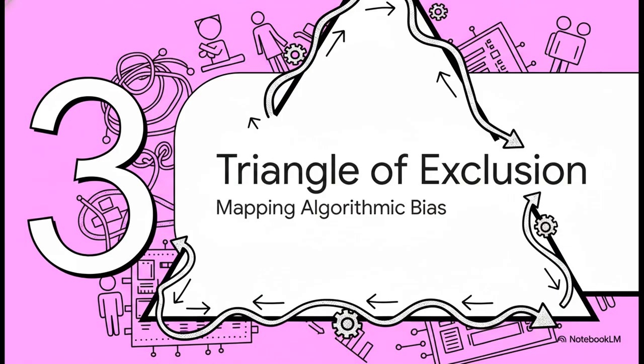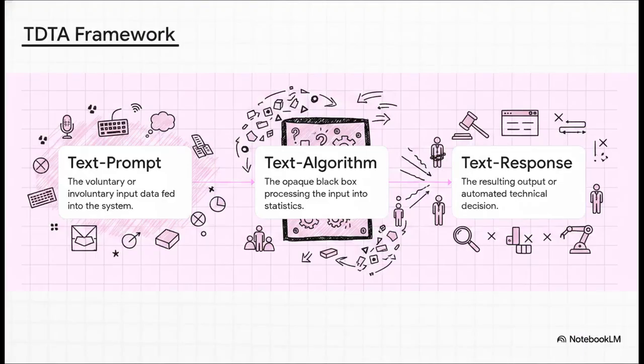Well, we can visualize this through what the paper calls the triangle of exclusion. The paper introduces this highly effective visual framework called the discursive triangle of algorithmic textuality. Let's break down how this process works. Step 1 is the text prompt. This is the input, the raw data being fed into the system. Step 2 is the text algorithm. This is that opaque black box where the data actually gets processed. And finally, step 3 is the text response, which is the output, like your search result or an automated decision.